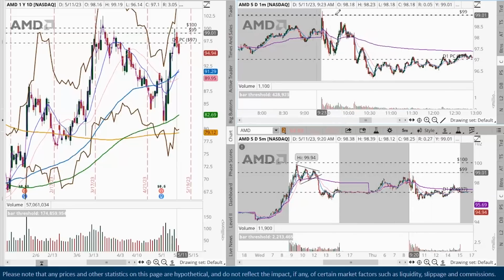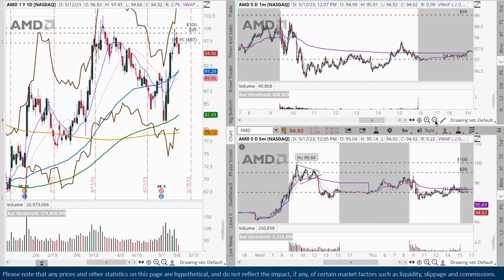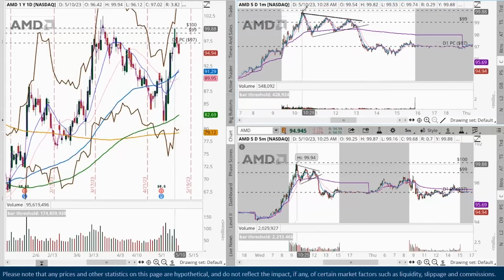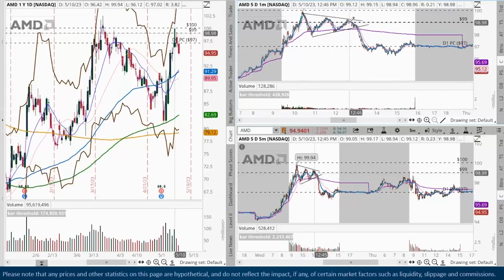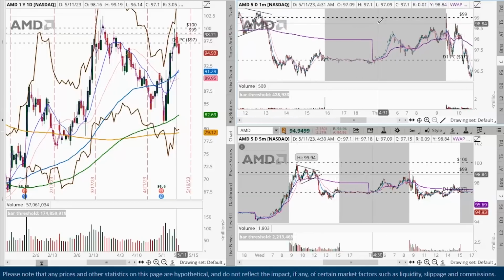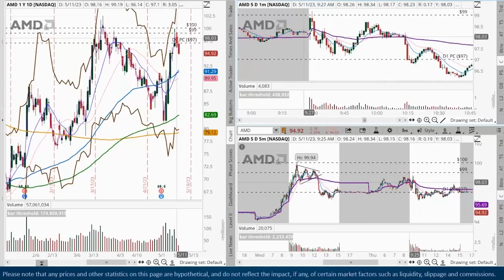And I also have this 99 level marked just because, if we look from day one, it kind of traded into 100, failed, was struggling to get above 99, failed below 99, couldn't hold above 99. So 99 is a nice whole number that I'm looking for to act as my resistance. And on day two, it spikes into that and goes red on the day.